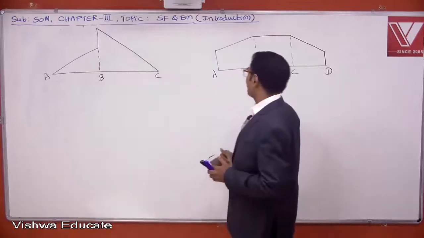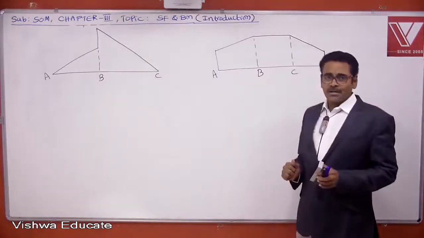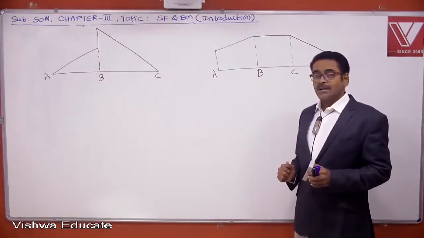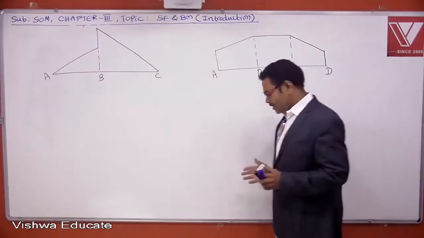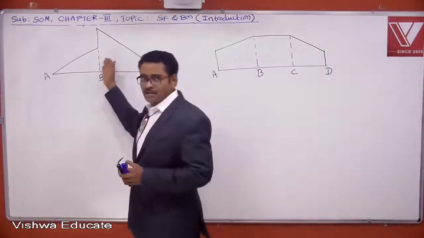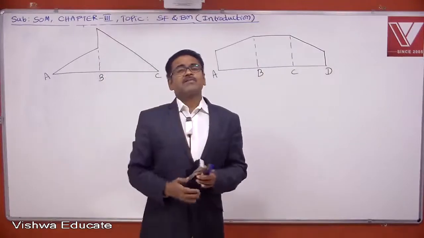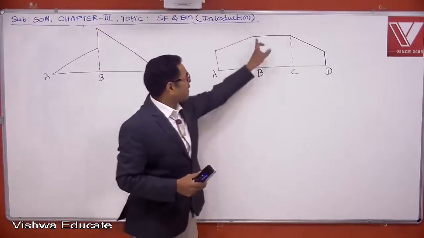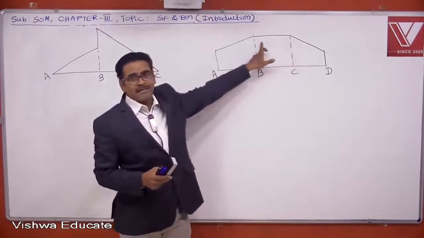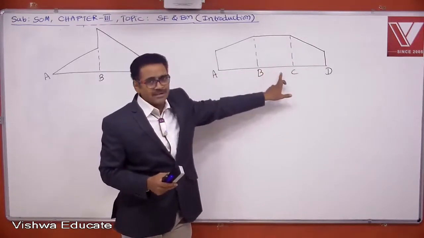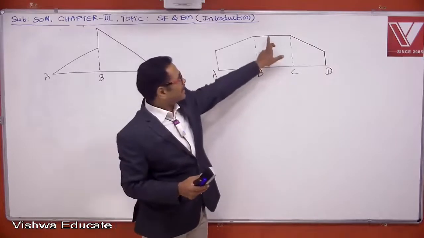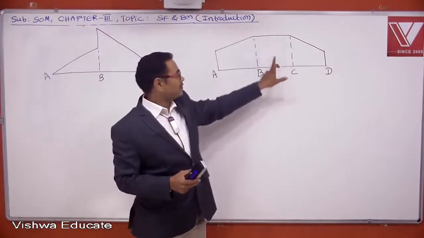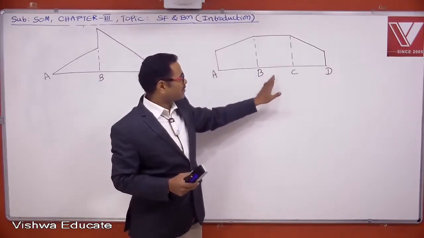Second aspect: by drawing BMD, you can identify the critical span also. Sometimes it is not a single point. Many points may carry maximum bending moment. In this example, all points of span BC carry maximum bending moment. So the critical span in this beam is BC.